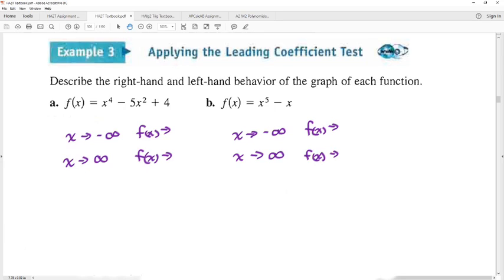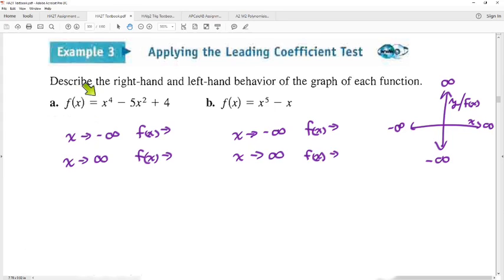How do you know which is up or down? Here's the x-axis. Left side goes to negative infinity. Right side goes to positive infinity. Here's your y-axis, or your f of x axis. We could also call this f of x. Up is positive infinity. Down is negative infinity. Okay? You guys still with me?